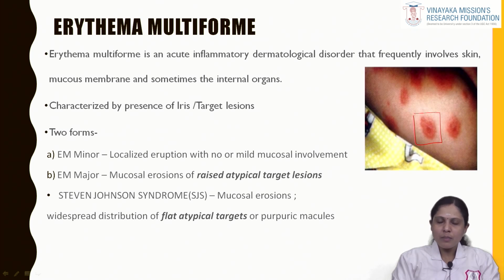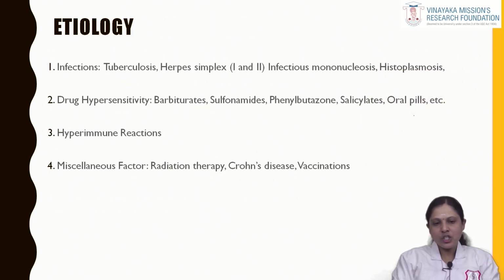There is one form of erythema multiforme which is considered to be the severe form, which is known as Stevens-Johnson syndrome. It is characterized by mucosal erosions with widespread distribution of flat atypical targets or purpuric macules. The etiology may be due to bacterial and viral infections like tuberculosis, herpes simplex, infectious mononucleosis, histoplasmosis. It may be due to drug hypersensitivity like barbiturates, sulfonamides, salicylates, oral pills, etc. And also due to hyperimmune reactions or other miscellaneous factors like radiation therapy, Crohn's disease and vaccinations.